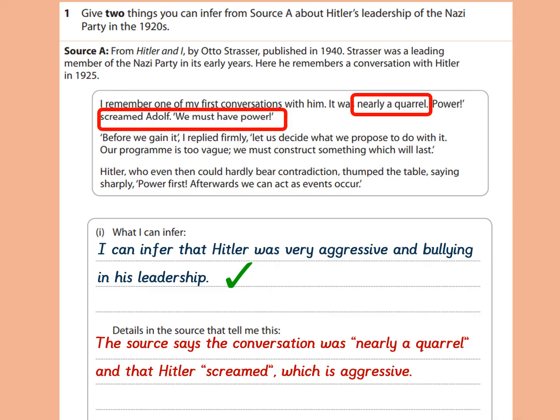Remember, the question says things you can infer from Source A about Hitler's leadership. And the second mark is for a valid supporting detail from the source, in this case a couple of quotes. Let's have a look at the next section.